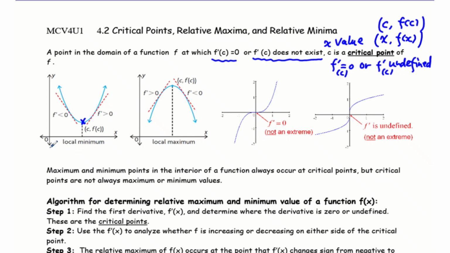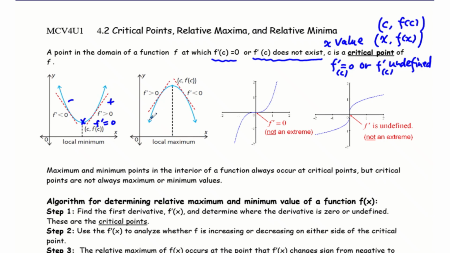So from the graph, from left to right this part is going down, so f prime is negative, it is decreasing. From left to right, this part is going up, it is increasing, and at this point f prime equals 0. Left is negative, right is positive. We have a local minimum at this point. The f prime is changing sign.